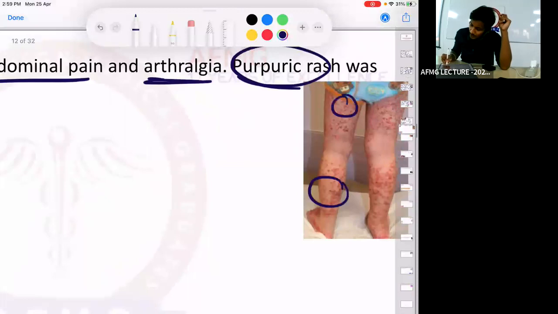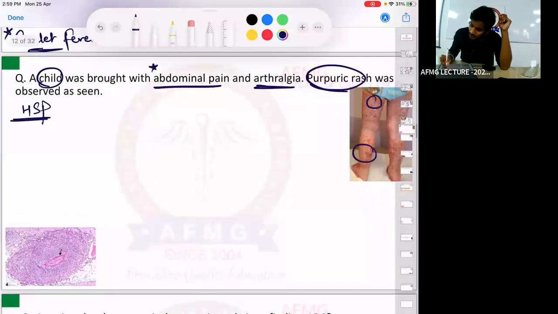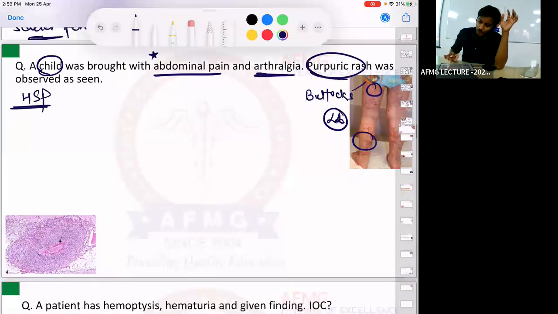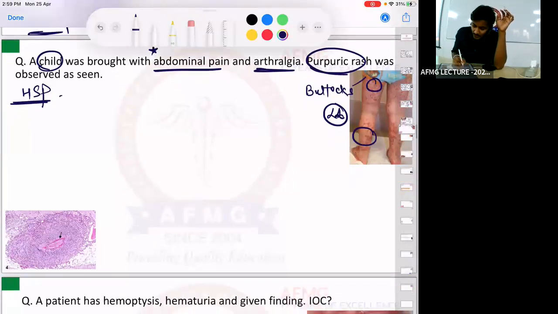So palpable bleeding is seen over here. You can see these purpuric rashes, mainly involving the buttocks and the lower limbs in a child. आँख बंद करने से आंसर मार सकते हो. That is, acute ITP rule out कर देना. ठीक है? If acute ITP is not an option, then mark it as HSP. No issues with this, anybody? I hope so. Now please tell me what is the investigation of choice?